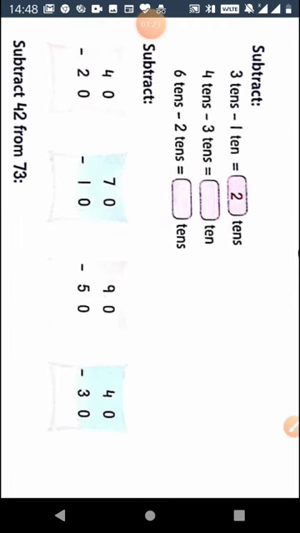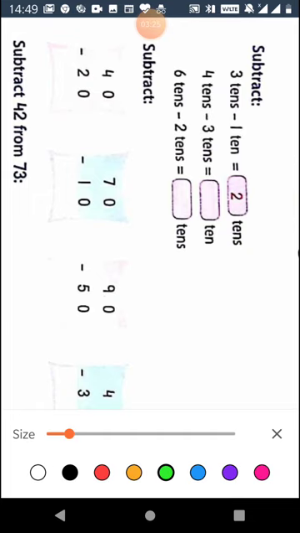So 3 tenths minus 1 tenth means we are taking away 1 tenth from 3 tenths. Out of 3 tenths, if you take away 1 tenth, you will be left with 2 tenths. Now second is subtract 3 tenths from 4 tenths. 4 tenths minus 3 tenths, that means you have to take out 3 tenths from 4 tenths, and you are left with 1 tenth. Now third is 6 tenths minus 2 tenths. Simply you just have to subtract 2 from 6. 6 minus 2. If you take away 2 from 6, you are left with 4.